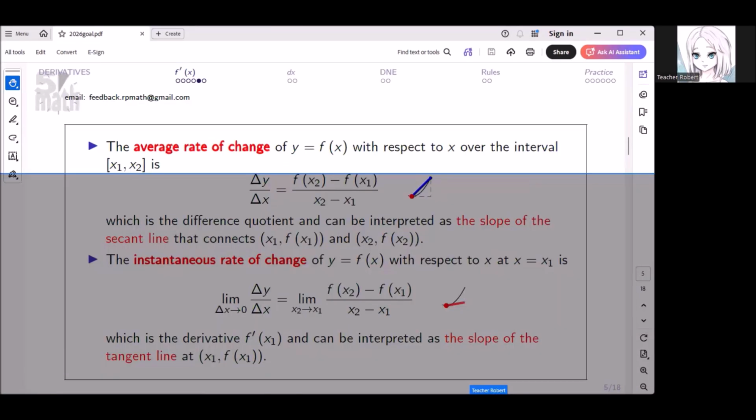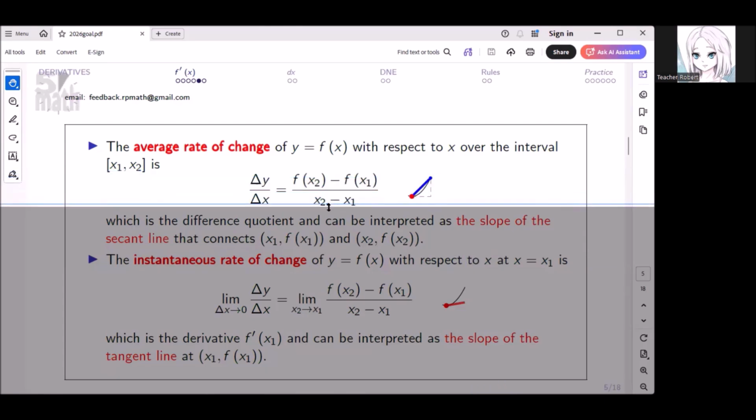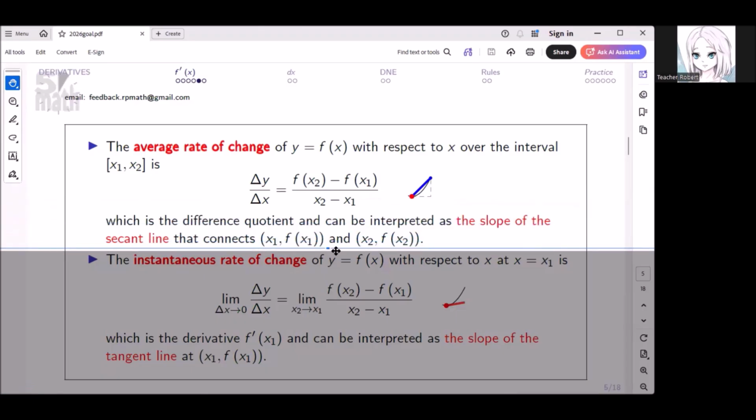The average rate of change of y equals f of x with respect to x over the interval x1 to x2 is delta y over delta x equals f of x2 minus f of x1 all over x2 minus x1, which is the difference quotient and can be interpreted as the slope of the secant line that connects (x1, f of x1) and (x2, f of x2).